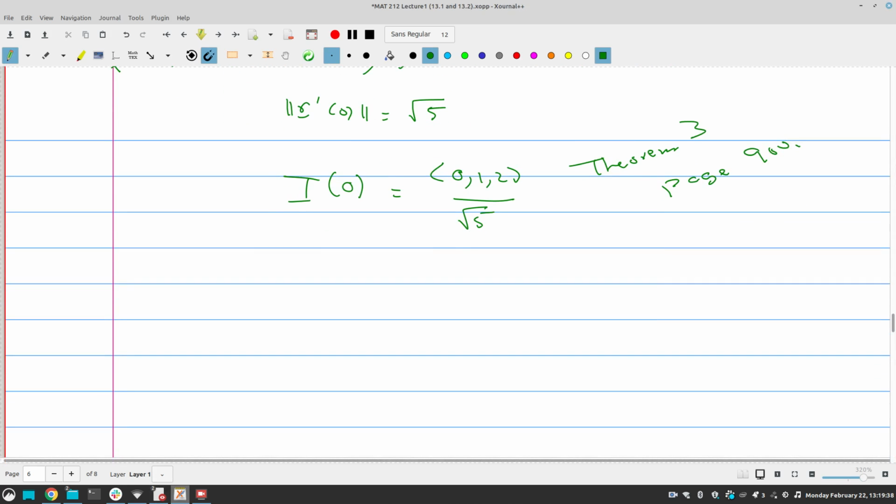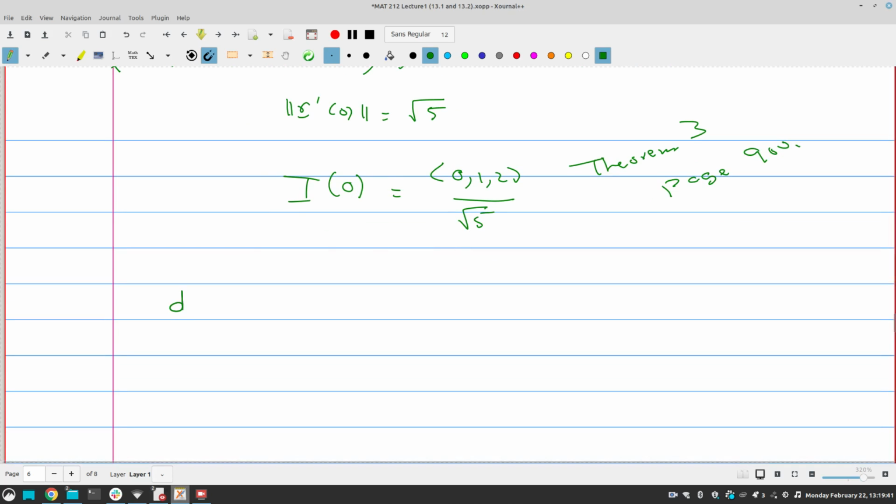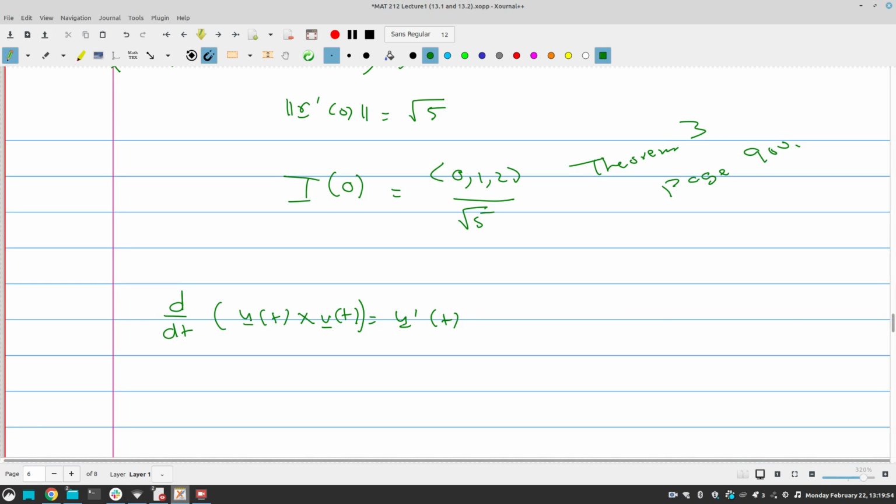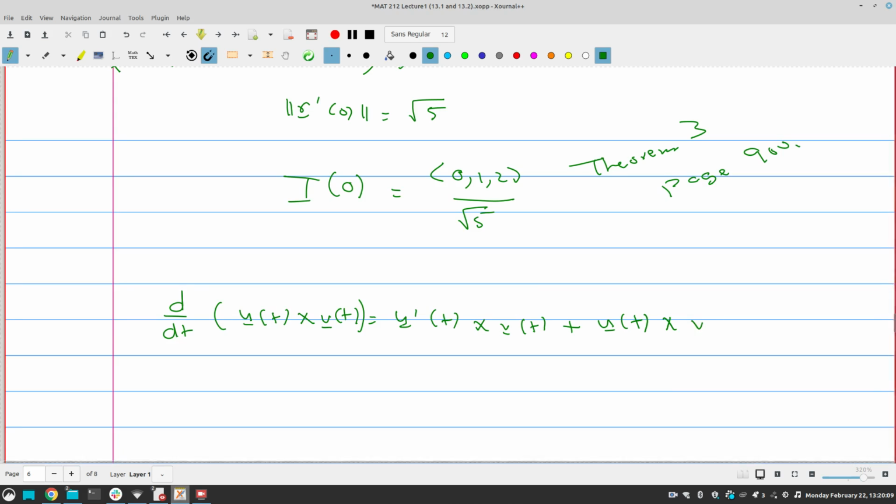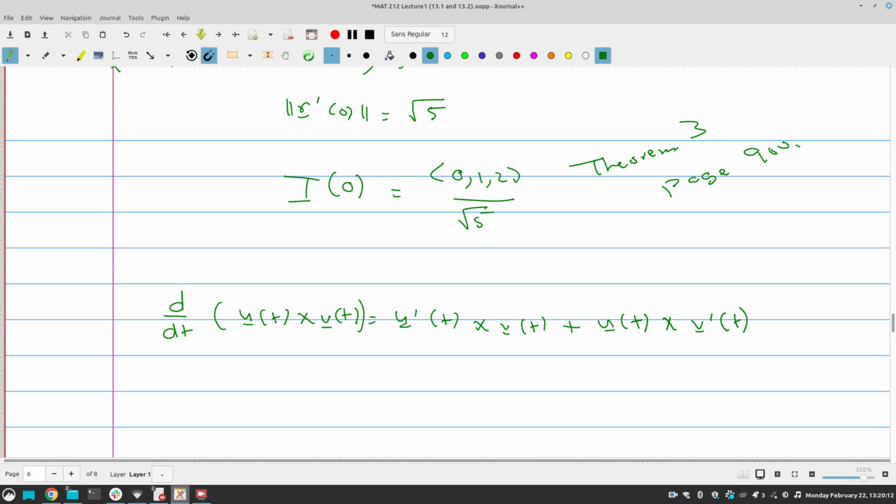So what it states is that d over dt of u(t) cross v(t) is equal to u prime(t) cross v(t) plus u(t) cross v prime(t). How are we going to prove this?